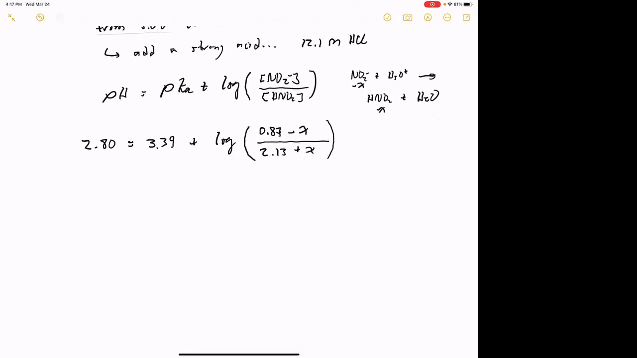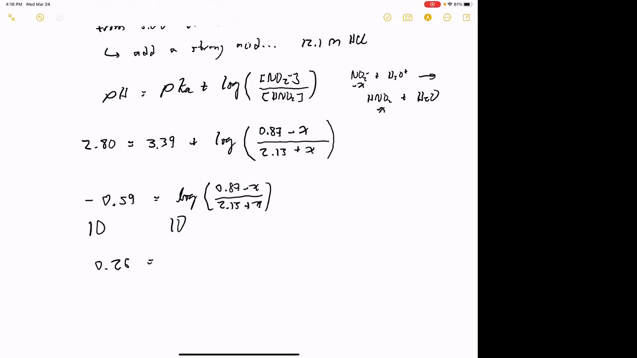So now, how do I solve the equation? Now it's just simply doing algebra, isn't it? So I can bring the 3.39 over to the other side. When you do that, you end up getting minus 0.59, and I'll check my algebra as I go. That's equal to the log of 0.87 minus X over 2.13 plus X. Now I've got to isolate X, right? So I exponentiate. I'm going to raise 10 to the power of both sides. So 10 to the minus 0.59 becomes a number. That becomes 0.26.